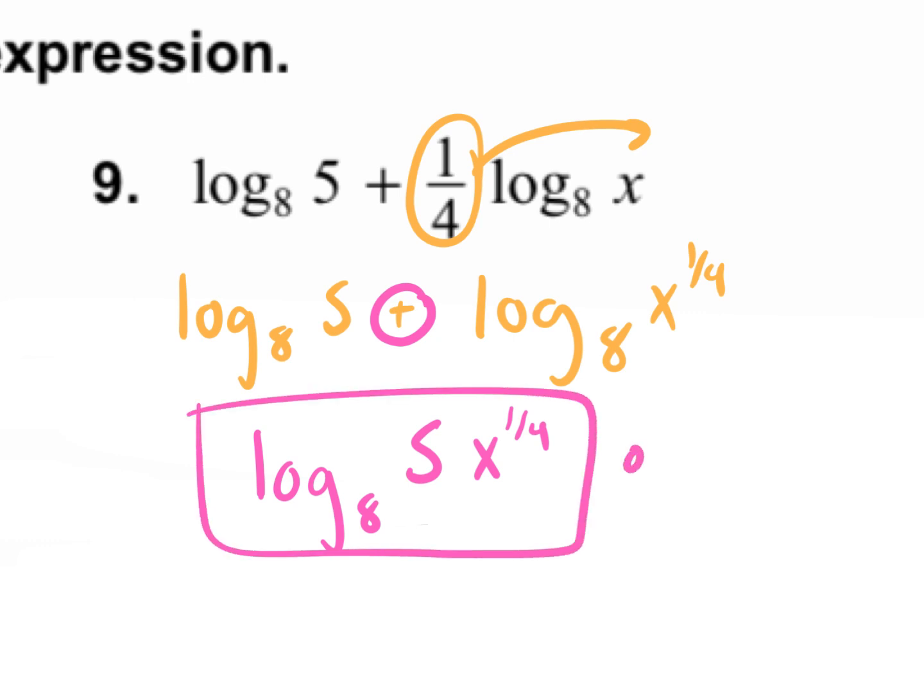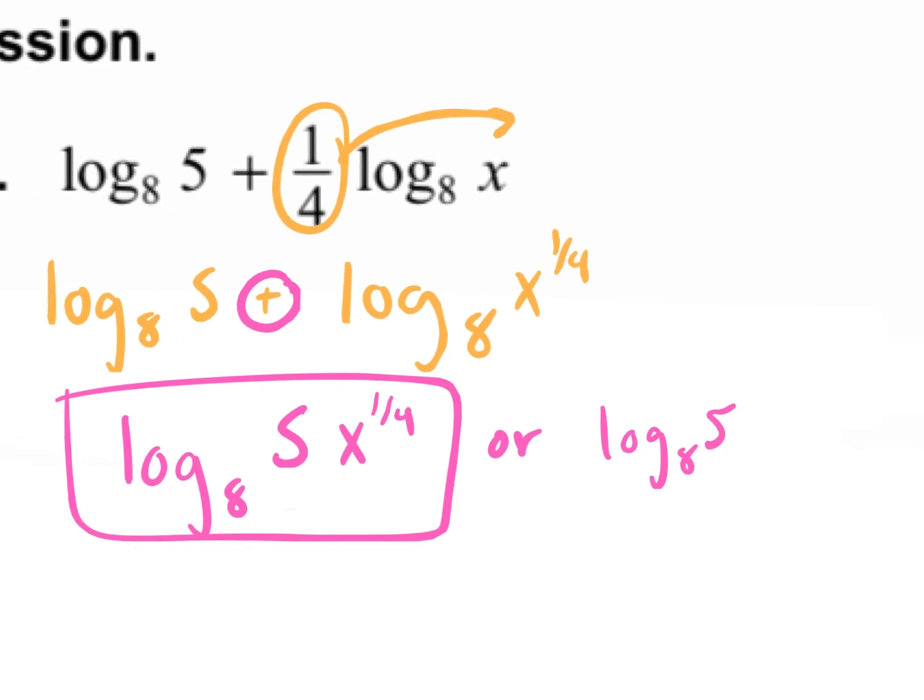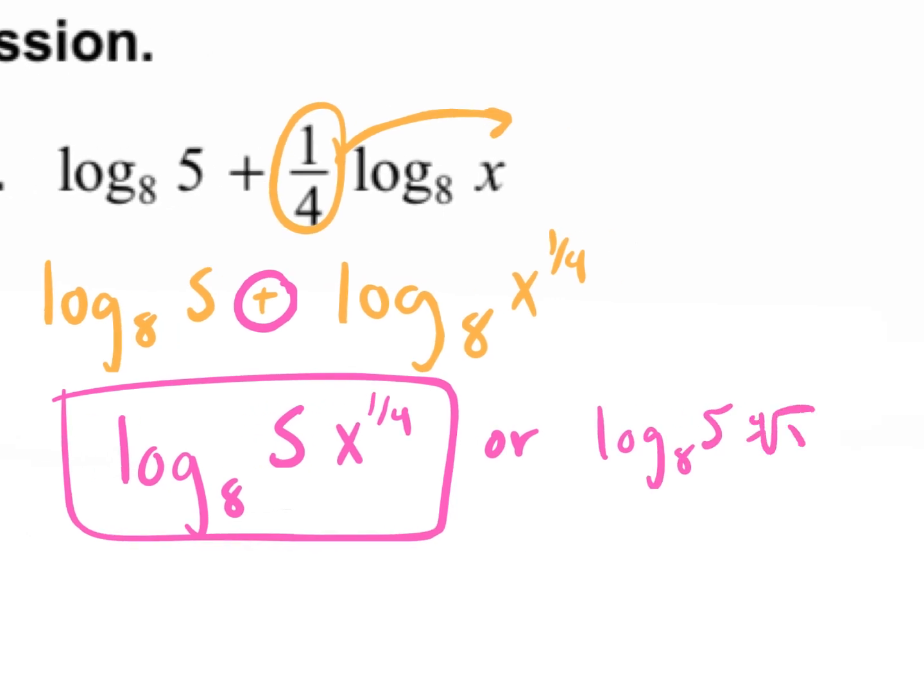You could write it like log base 8 of 5 and then the 4th root of x. So you could change it to be a radical. Either way is fine. If you want to just leave it as the exponent, that's okay.